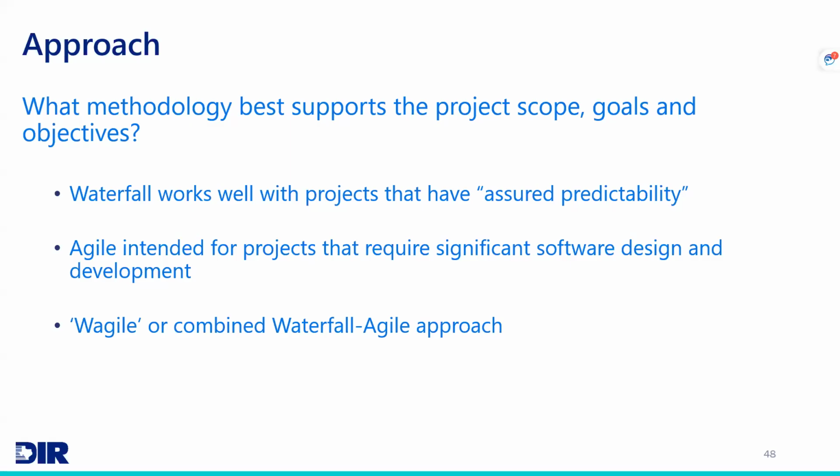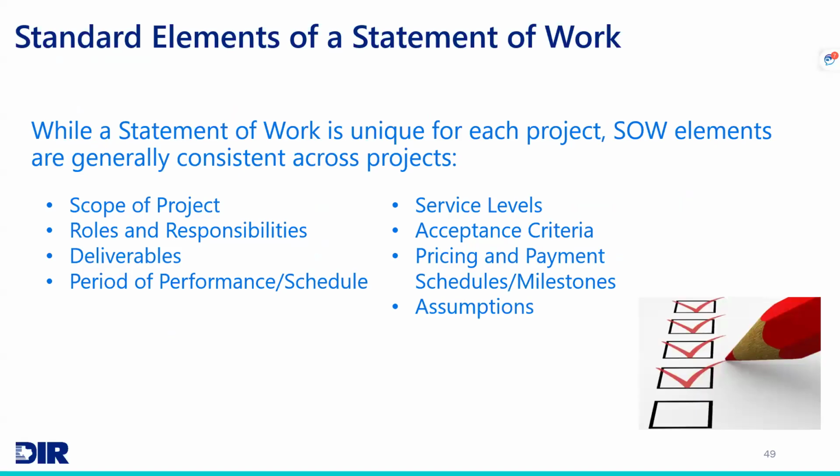You might use a combination of both, or WAGILE, which incorporates both waterfall and agile into writing a statement of work. It's important to consider certain elements when you're writing that statement of work. And that includes things like putting a scope of the project in. What are we trying to accomplish with this project? What do we need to do? If we're building a database, what does this database need to do?